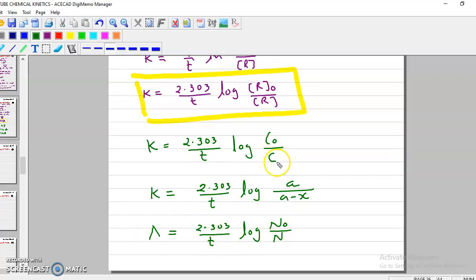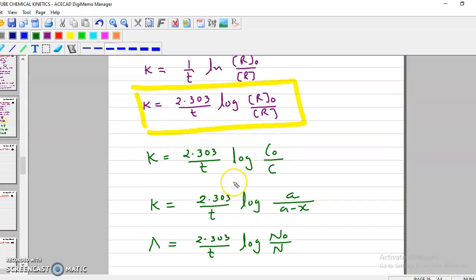C is the concentration of the reactant at time t. Okay, so if you want to find out t, then you should know C, and C0 and k are known. If you want to find out C, then you should know t, k and C0. So this way we can find out how much time is required to complete a particular amount of reaction, or in a particular amount of time how much reactant is left over.